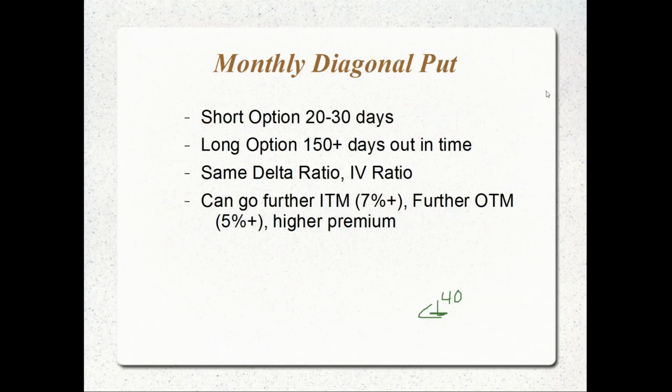And then again, for monthly diagonal puts, nothing wrong with doing that. Change the short option to be between 20 to 30 days.